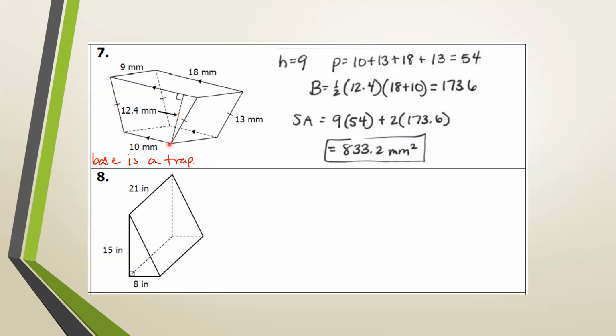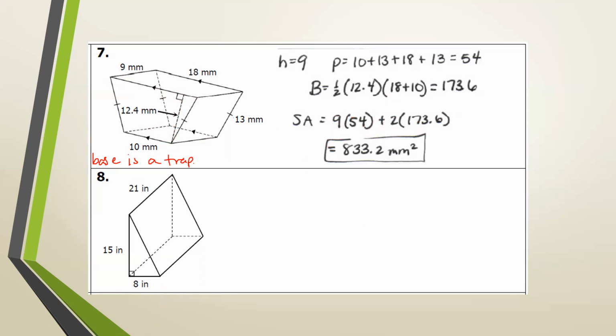So the height of the trapezoid is 12.4. The bases of the trapezoid were 18 and 10. So the capital B, or the area of the trapezoid, is 173.6. You take all those numbers and you plug them into your surface area equation: the height times the perimeter of the base plus 2 times the area of the base.